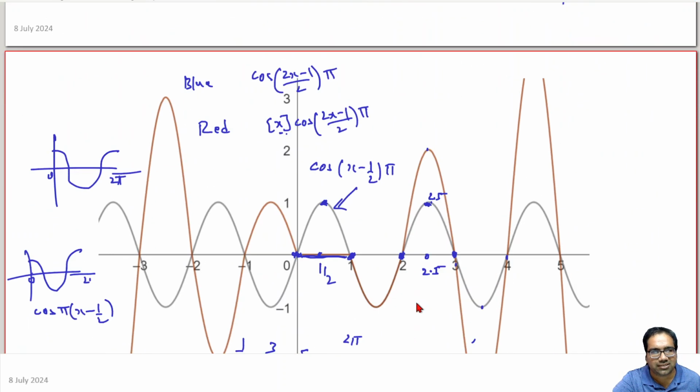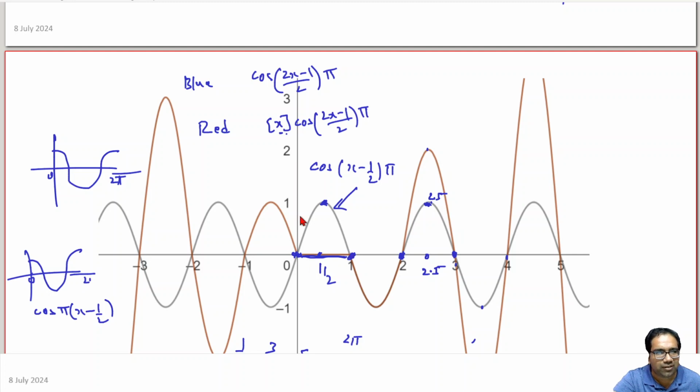At any interior point, it is anyway continuous, because this cos 2x minus 1 by 2 pi is continuous all over. This part is always continuous, and this one is also continuous at all interior points. At non-integer places, it is anyway continuous. So, the product of this at normal places is anyway continuous. Only the worry was, at integers, how will it happen?